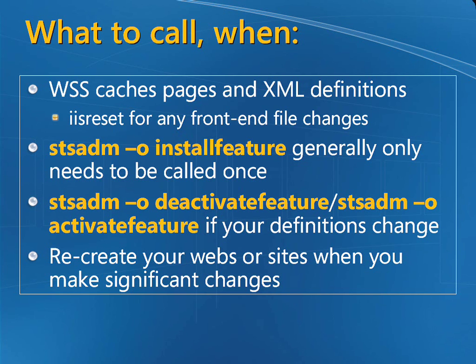OK, so a little bit about the tool. So first thing to keep in mind is that Windows SharePoint Services does a lot of caching. As you use onet.xml or as you use feature.xml, Windows SharePoint Services will go ahead and load those files into memory and have them available so that in a very high performance, high throughput situation, hey, those XML files are there in memory. We don't need to load them from the disk.